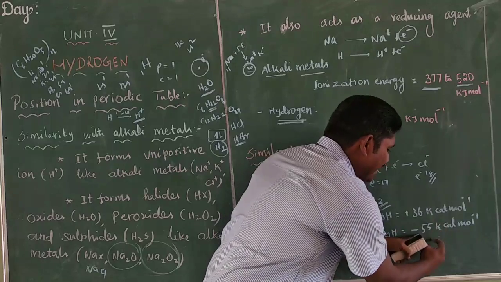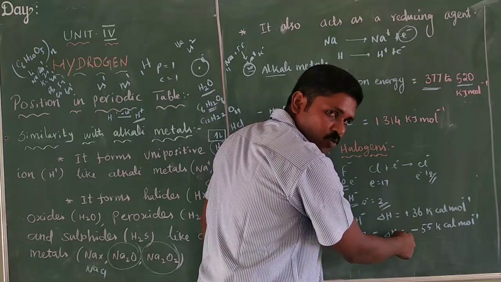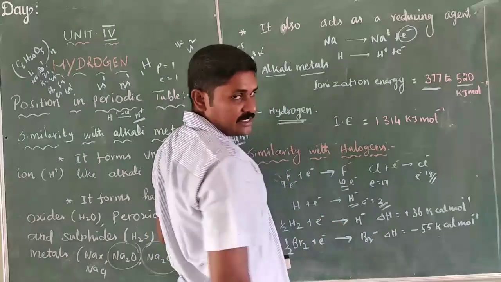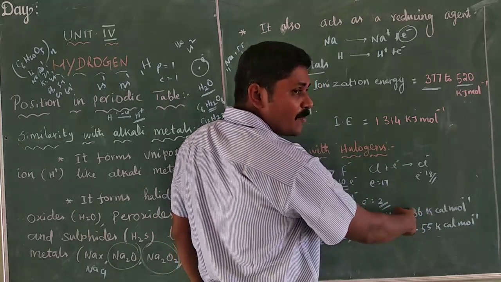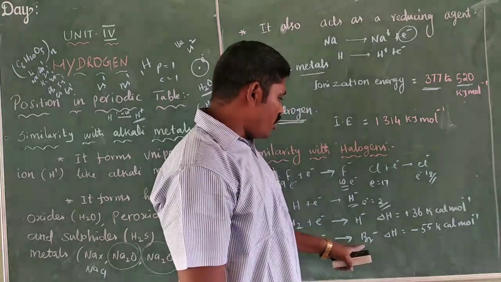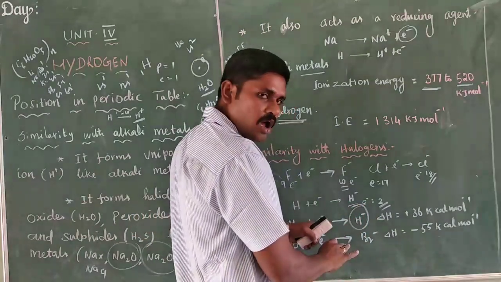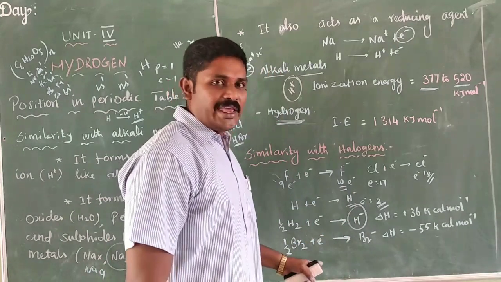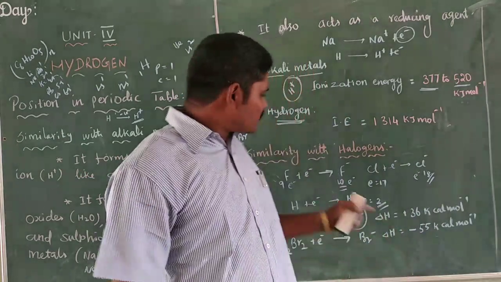The value 55 is higher than 36. The first electron affinity is an exothermic process. So the electron affinity value of hydrogen is much lesser than that of bromine or the halogens. Similarly, the tendency of hydride ion formation is also lower than that of halogens.